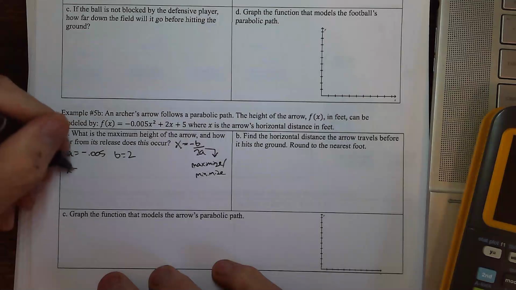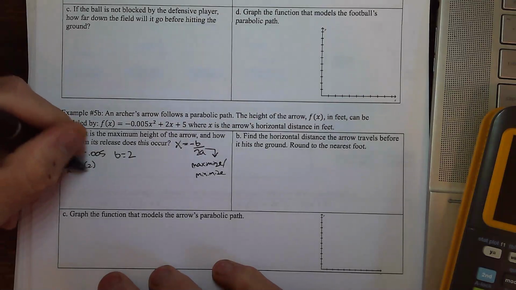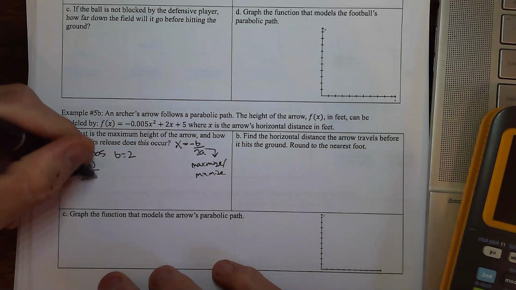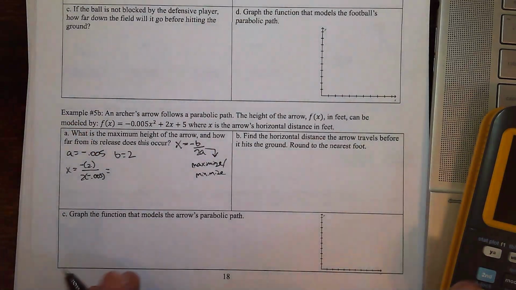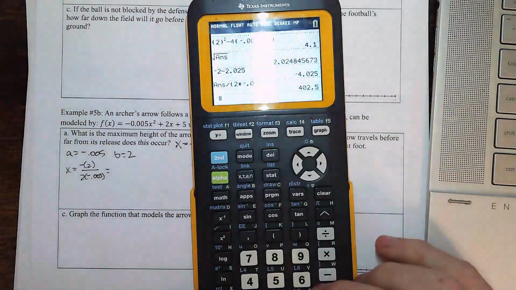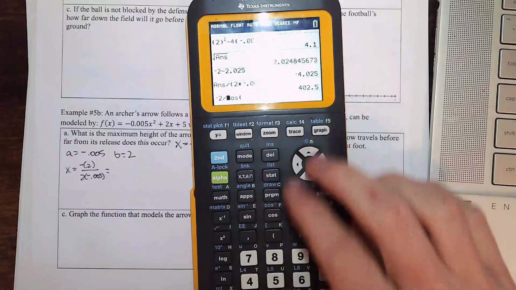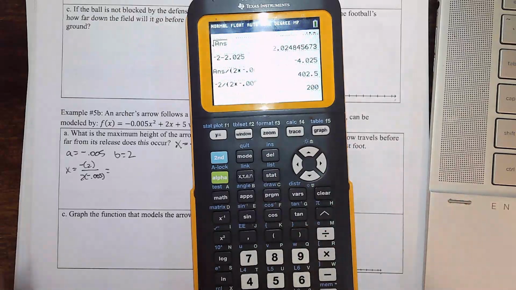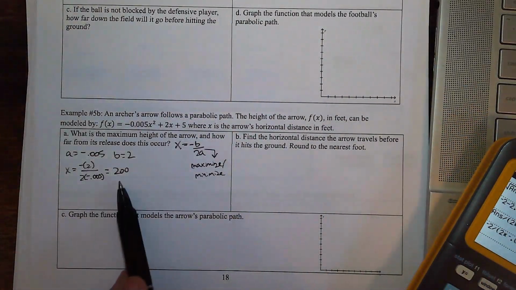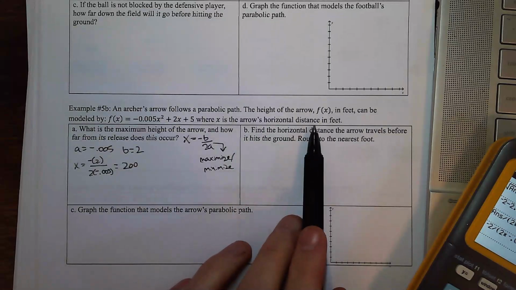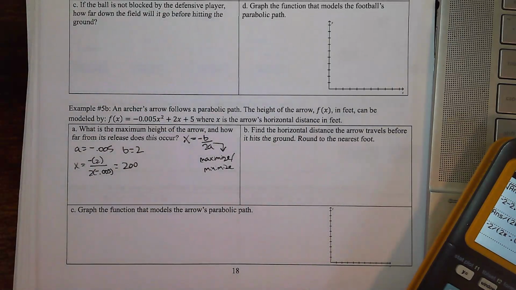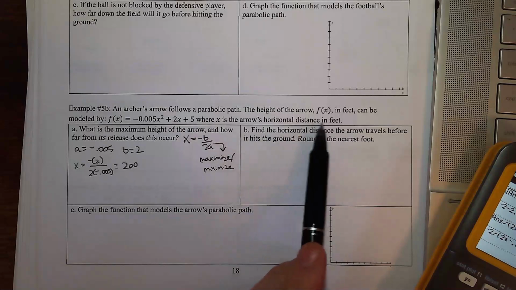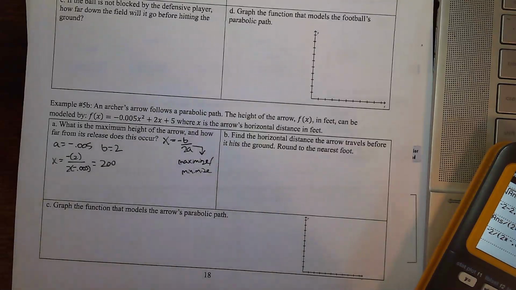So x equals negative b, so negative 2, divided by 2a, 2 times negative 0.005. And so we can find those values. Negative 2 divided by, whoops, didn't mean to do cosine, 2 times negative 0.005. So that'd be 200. Now, what does that mean? That is my x point where it's maximized. x is the horizontal distance in feet. So that tells me how far the arrow will travel horizontally, so like left to right, before it hits its maximum point.